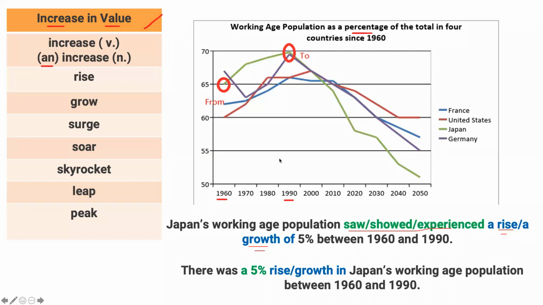In the second example, we see here there was a 5% rise or a 5% growth in Japan's working age population between 1960 and 1990. So again, we're still following the same rules, how you can say it in a different way, but just make sure you're paying attention to the noun and the verb form.